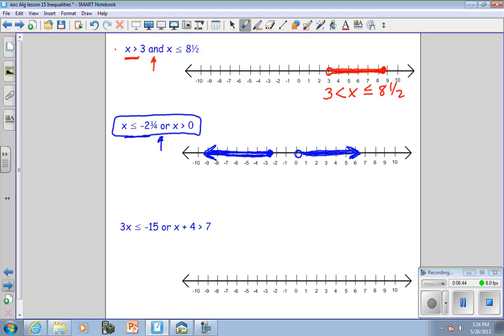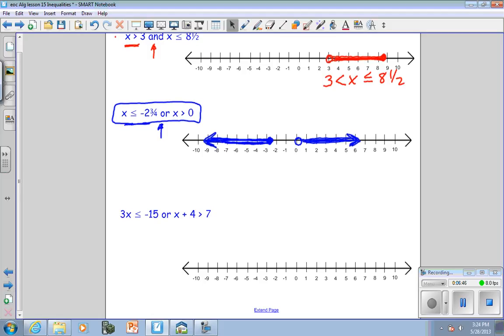Okay, the next example, it is the last example, we first have to solve for x. We do that exactly the same as we do with an equality. So if we just concentrate on the left side of the or, it says that 3x is less than or equal to negative 15. If I divide both sides by 3, then I have x is less than or equal to negative 5.